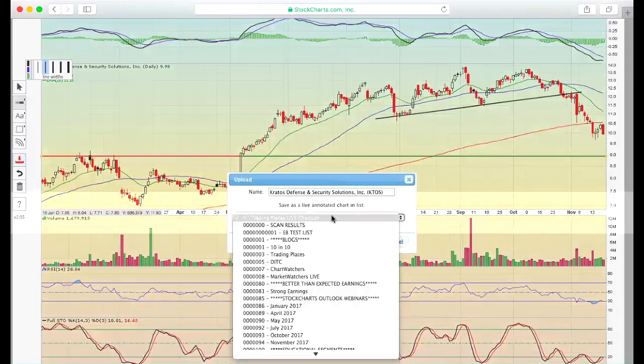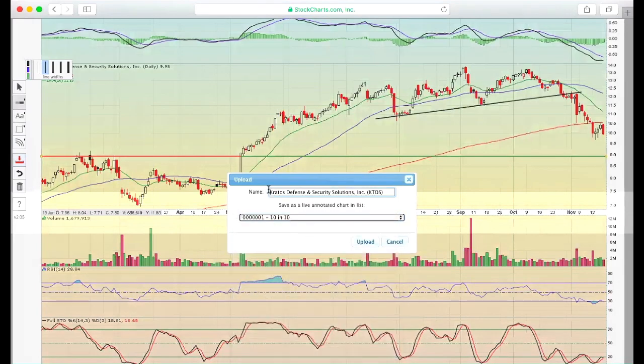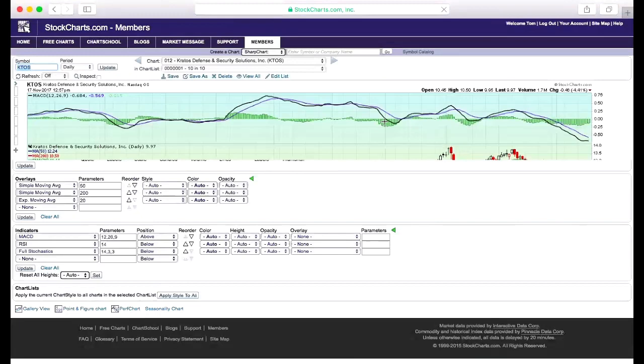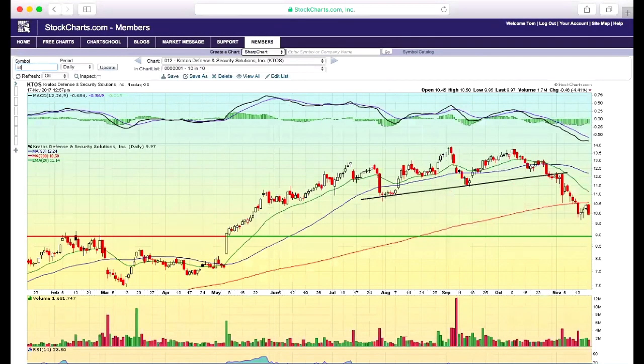All right. Next one is a favorite of mine, Tiffany, TIF. I think they mentioned something about a doji, but I can't remember if it was on a weekly or daily chart. Okay. TIF.